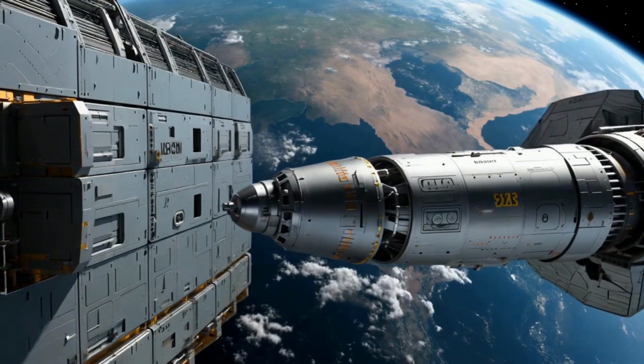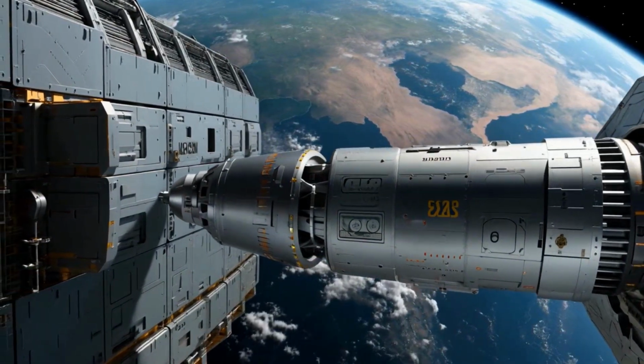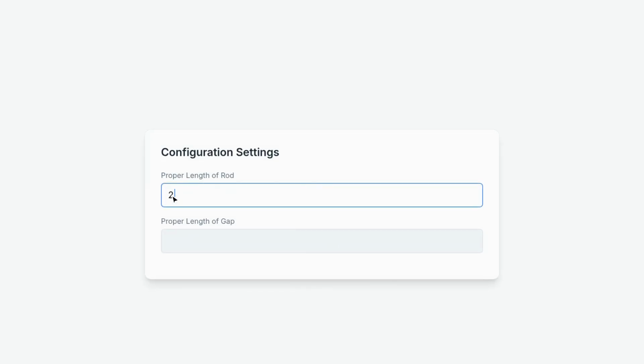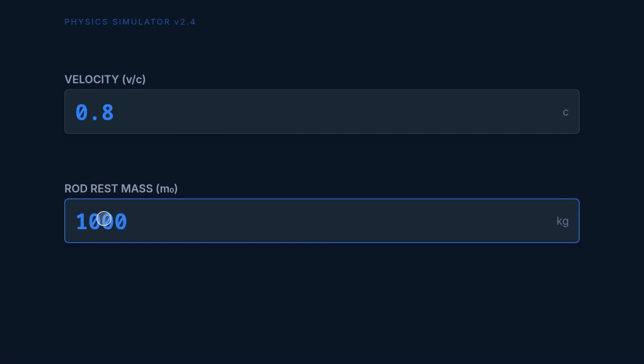Imagine a spacecraft component that's 20 meters long approaching a docking bay that's only 15 meters wide. Enter 20 for proper length of rod, 15 for proper length of gap, and 0.8 for velocity, representing 80% the speed of light. For rod rest mass, let's use 1,000 kilograms for a typical structural component.